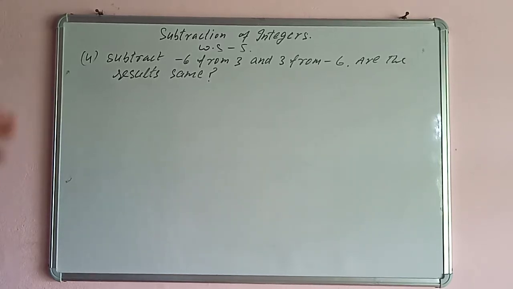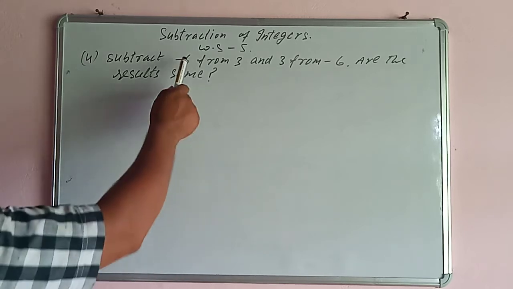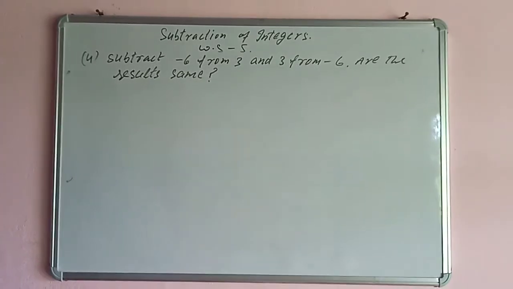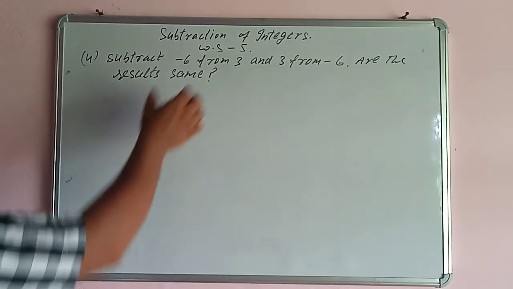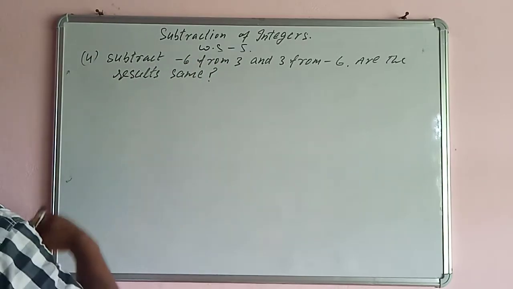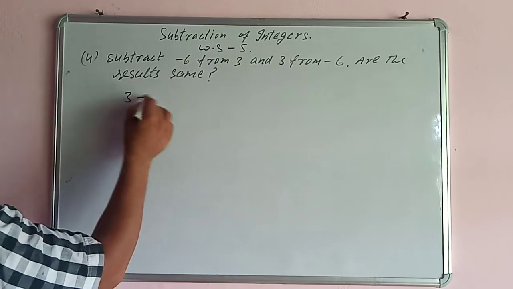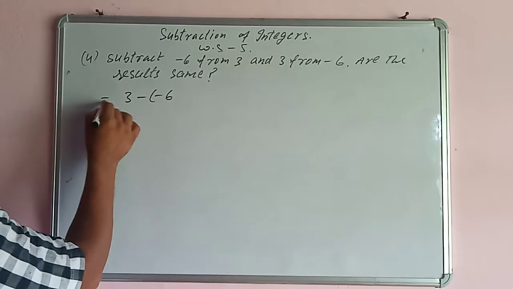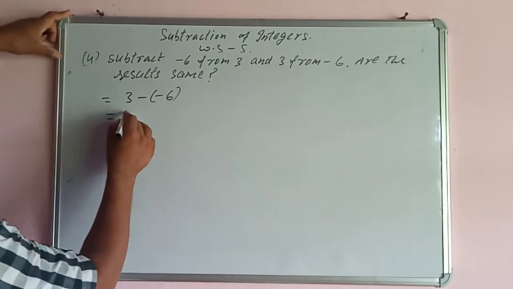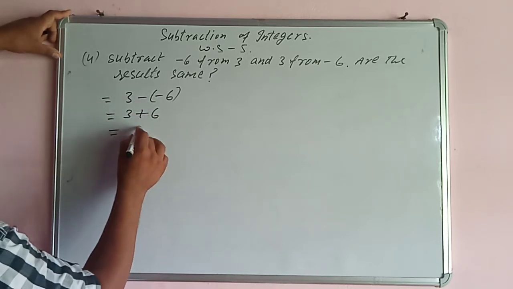So now question number 4. Subtract minus 6 from 3 and 3 from minus 6. So first of all, we will subtract minus 6 from 3. So first part is 3 minus minus 6. So it is 3 minus into minus plus 6. So 3 plus 6, it is 9.